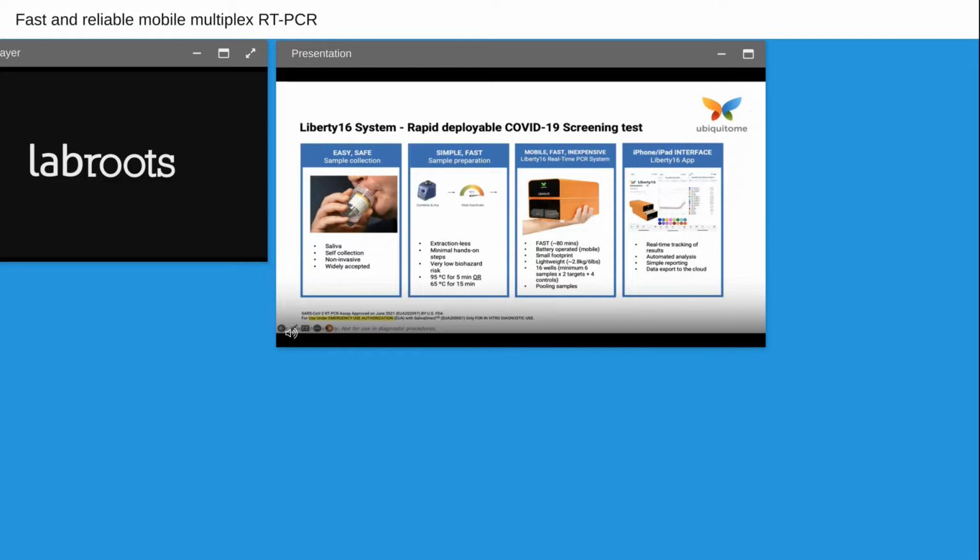And once that 80 minutes has completed, you'll be able to view your results on the proprietary Liberty-16 app, which is downloadable from the Apple App Store. So just as a side note, the Liberty-16 requires an iPhone or iPad, so essentially an Apple device, to operate and allow the device to be used.